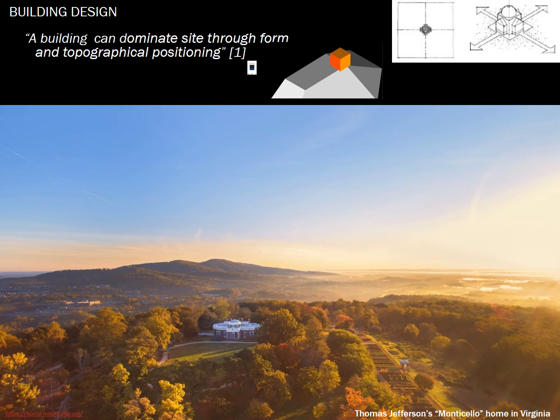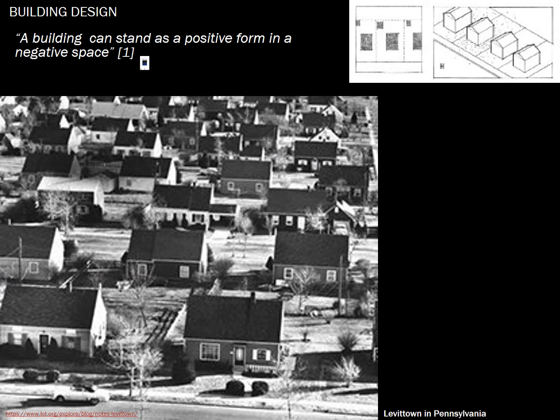Not something Frank Lloyd Wright would have done in his organic design. He would build into that hill, like Taliesin, which means shining brow, and many others. Levittown after World War II, GI Bill, everybody mass-produced housing, everybody gets a house, and so here you can see the building can stand as a positive form in a negative space.